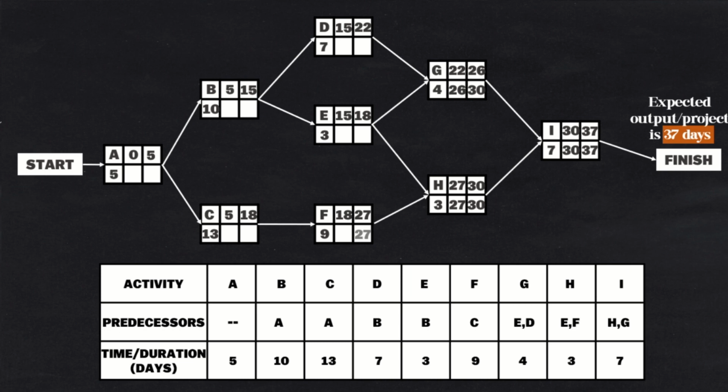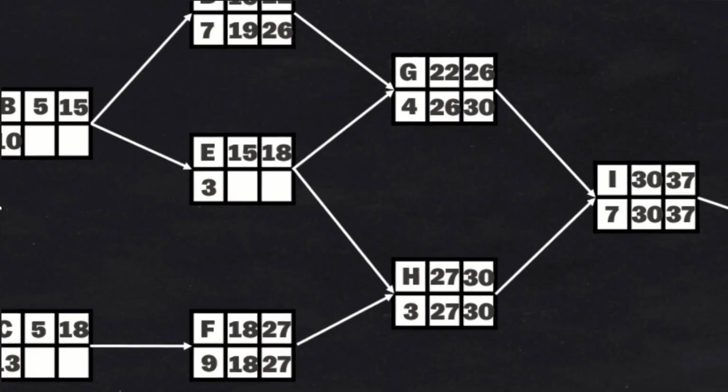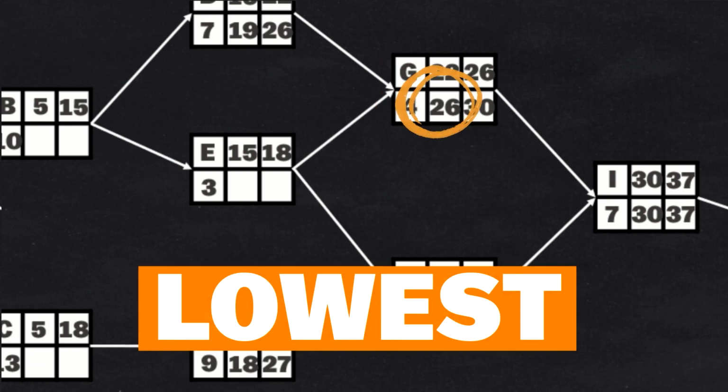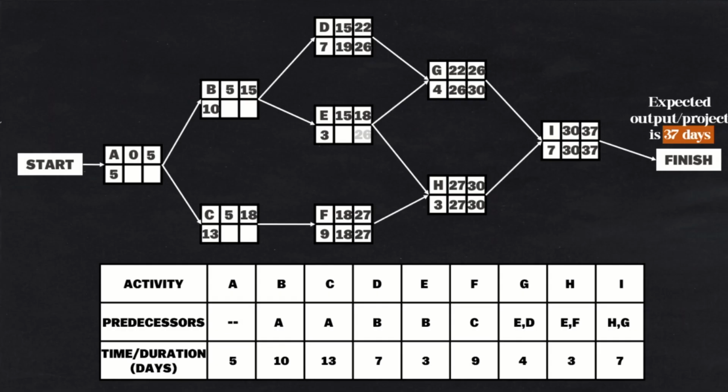Activity F will have a latest finish time of 27 and get a latest start time of 18. G has a latest start time of 26. D will have a latest finish time of 26 and get a latest start time of 19. G has a latest start time of 26 and H has a latest start time of 27. In this case, the lowest will be chosen. So E will have a latest finish time of 26 and get a latest start time of 23. We'll continue this process for all activities.